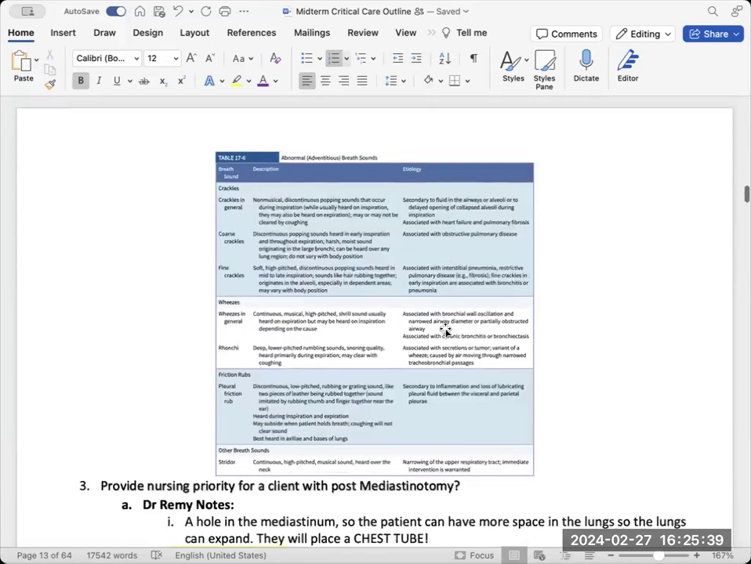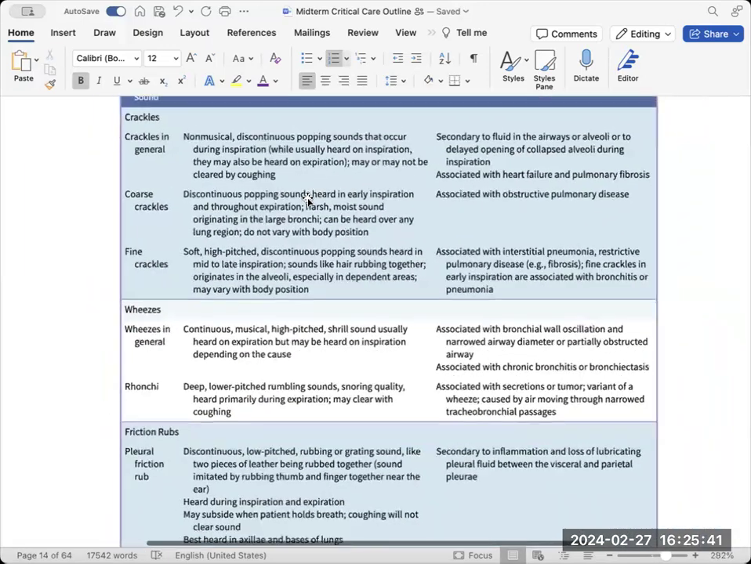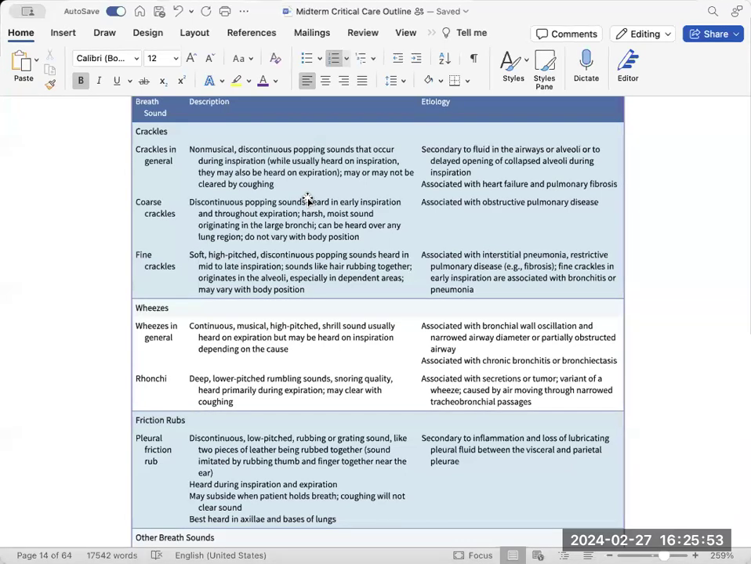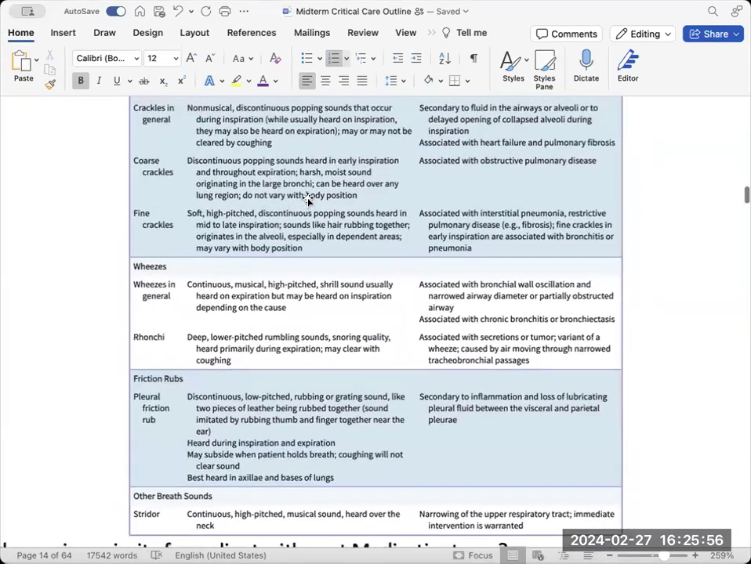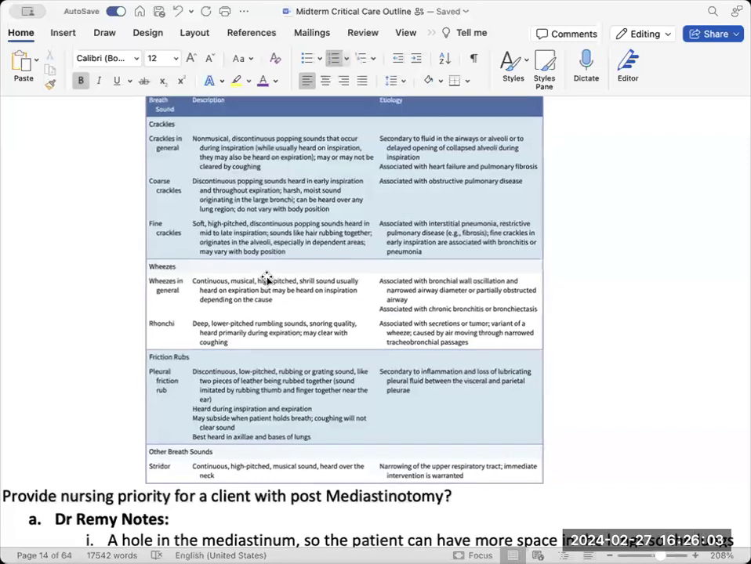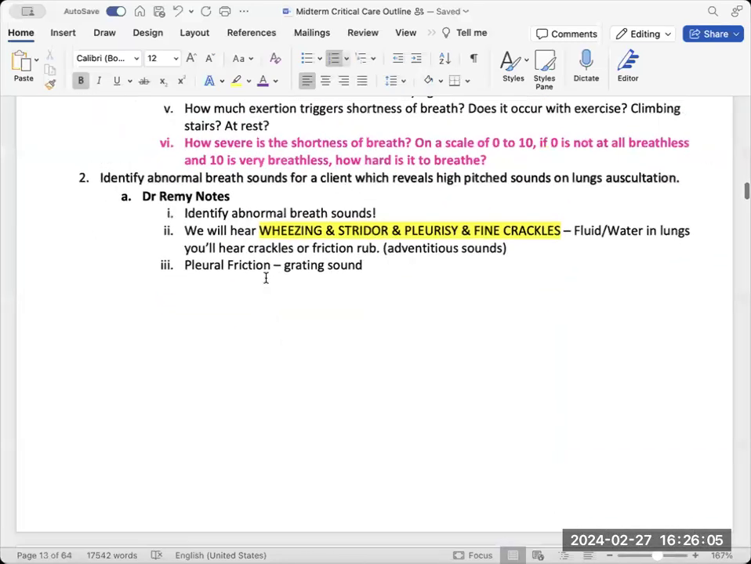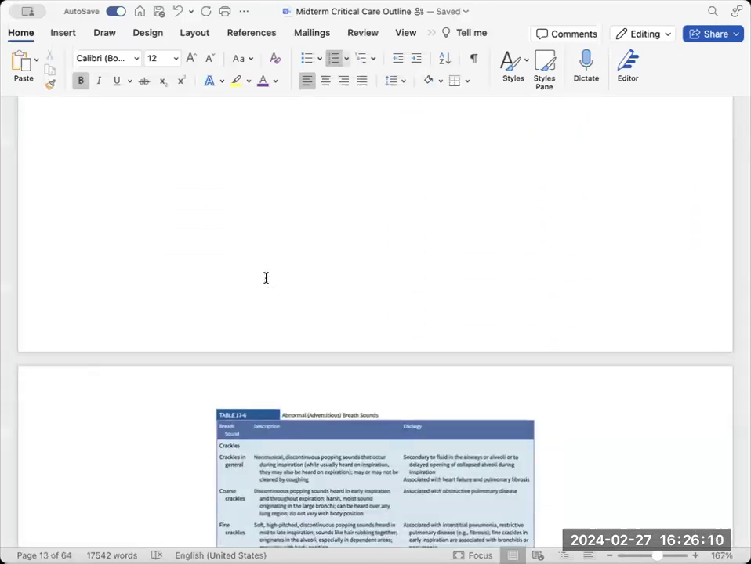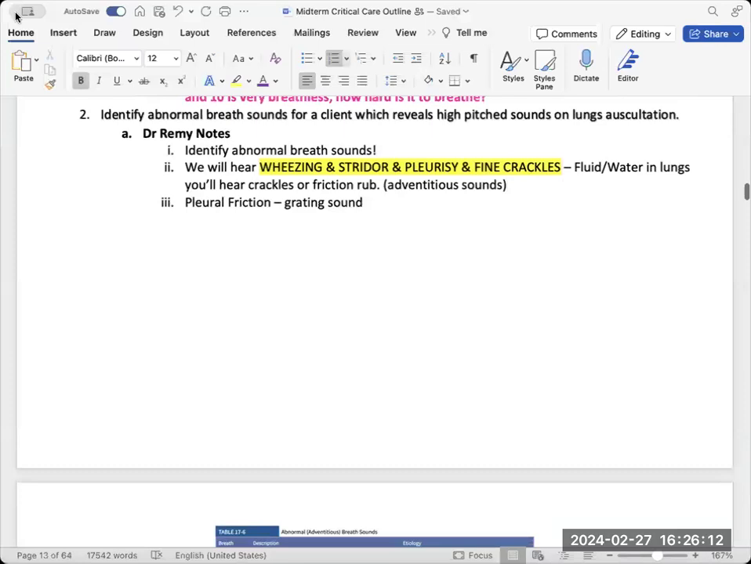Now, I found this chart in the textbook. What I found that were high-pitched were fine crackles, not just regular crackles, fine crackles, wheezing, stridor, as well as pleurisy. Those are examples of adventitious, which also means abnormal breath sounds that cause high-pitched sounds on auscultation. Anything anyone else would like to add for this?